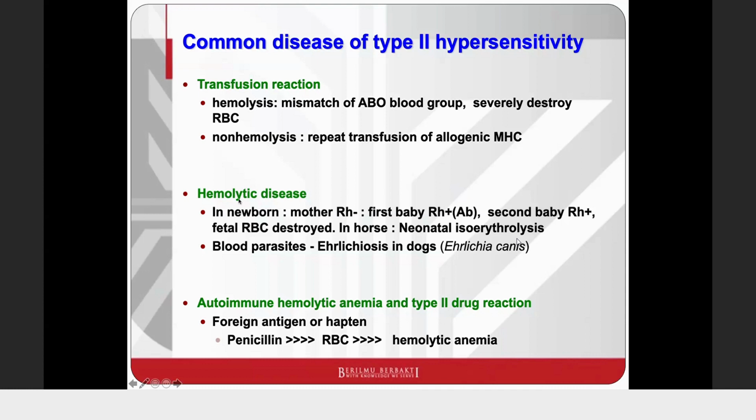Other than that, hemolytic disease. In human, this occurs if the mother is Rh negative, rhesus negative. You have a first baby which is rhesus positive, and then you will have antibody against the rhesus. When you have your second baby, the fetal RBC will be destroyed. In horses we also see the same condition, what we call neonatal isoerythrolysis. I have a picture here.